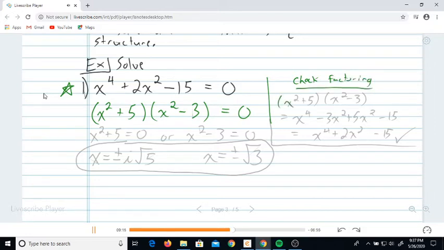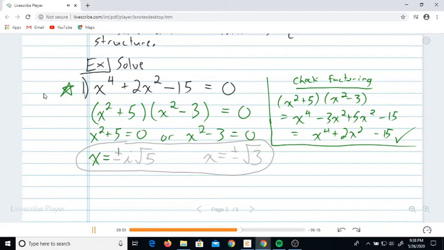So if our factoring is correct, then when we multiply these, we should get back to the original expression. If I multiply those, I get x to the 4th minus 3x squared plus 5x squared minus 15, which is x to the 4th plus 2x squared minus 15. So check, it works, so our factoring is good. It's set to 0 and we have it factored, so we can use the zero product property. Either x squared plus 5 equals 0, or x squared minus 3 equals 0. So here we have two little quadratic equations.